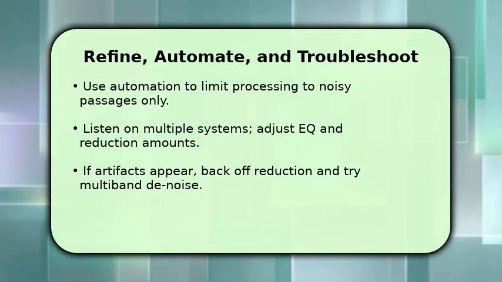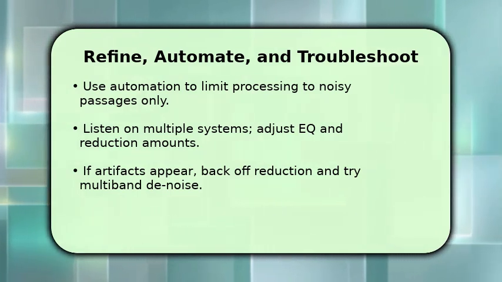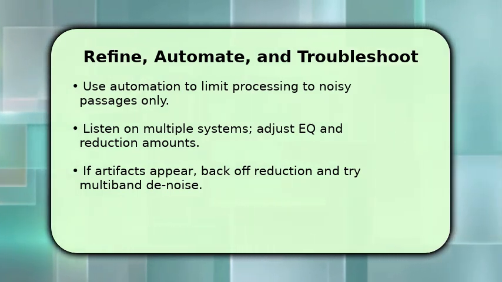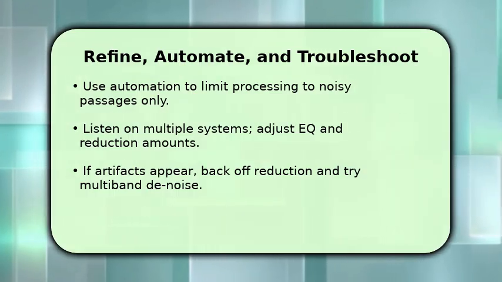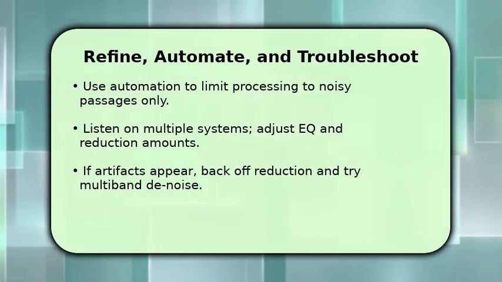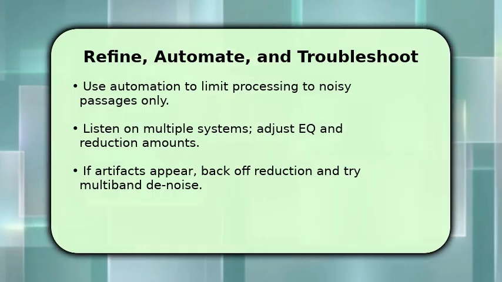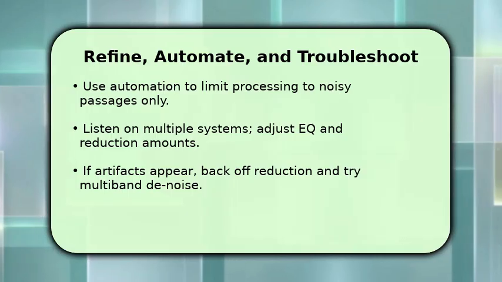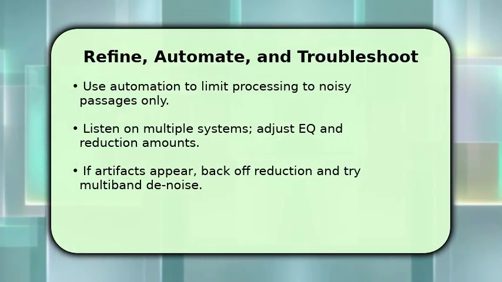Automate the bypass or plugin amount so you only treat noisy segments. This preserves natural dynamics elsewhere. Make careful A/B checks on headphones and monitors to catch hidden artifacts, and adjust EQ to restore presence if the voice sounds thin. If you hear pumping or metallic artifacts, reduce denoise amount and switch to multi-band processing or manual spectral editing. That usually fixes overprocessing without losing clarity.